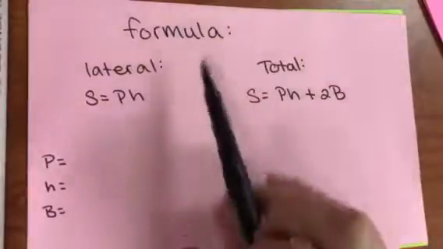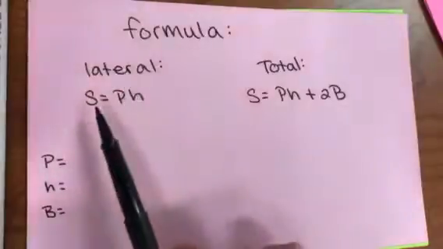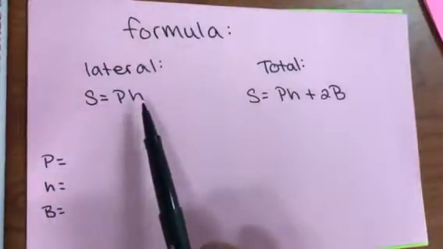Thank you for that. Now, let's look at the formulas. So the formula, this is straight off of your formula chart. Your lateral area is S equals P times H. What is S and P and H?